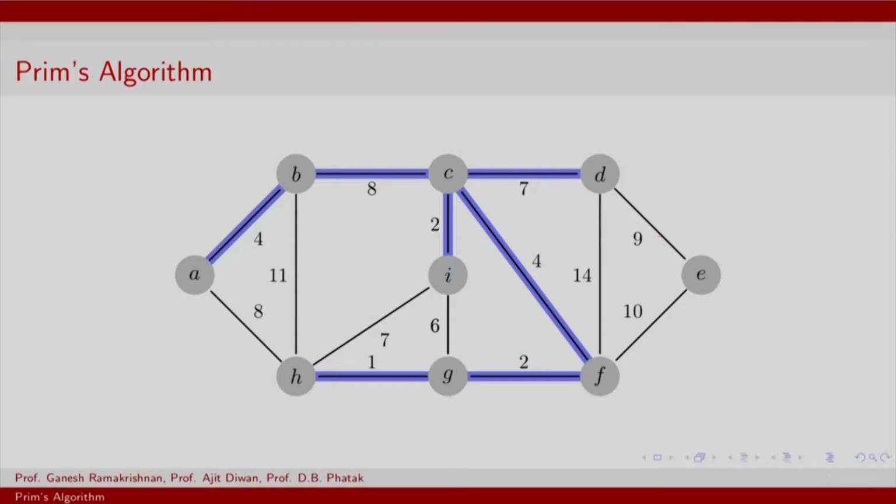On what basis do you add E? Well, this is the shortest. This comes right off the key array. Okay, so we have found a minimum spanning tree. What was the complexity?